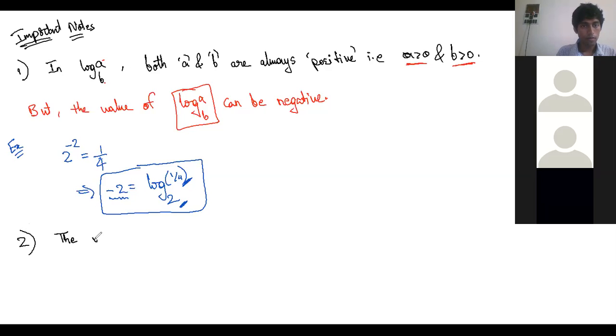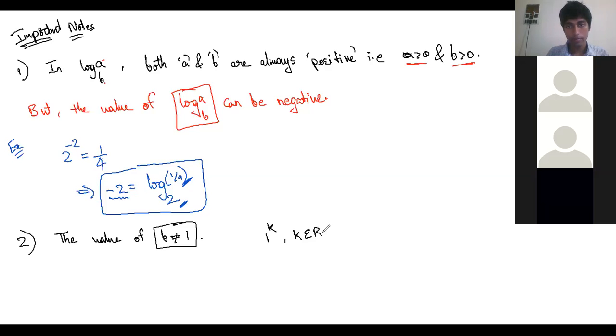The value of B does not equal 1. The value of B is never equal to 1. Now there is a reason behind this. The reason is 1 power k, where k belongs to the real numbers. For any real number k, 1 power k is always equal to 1.